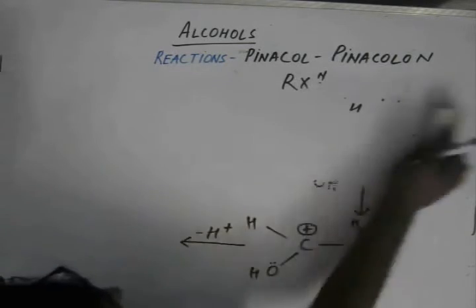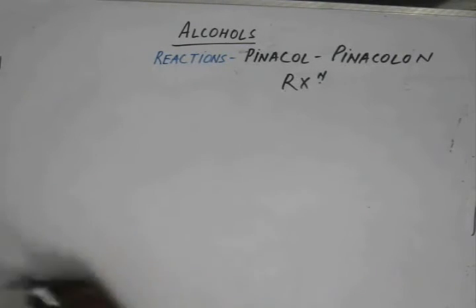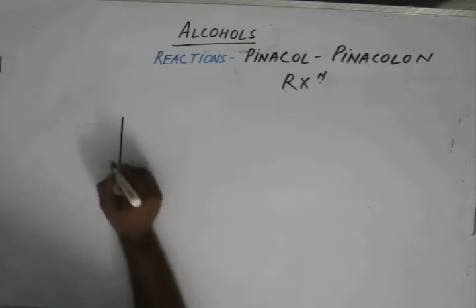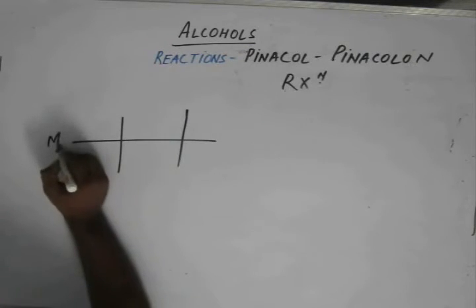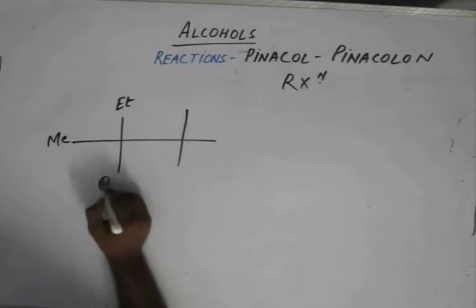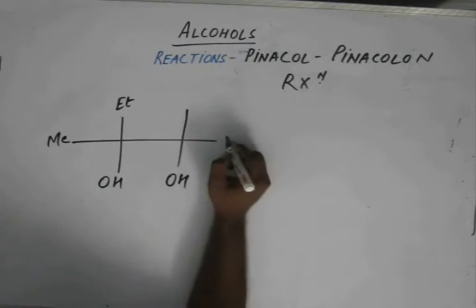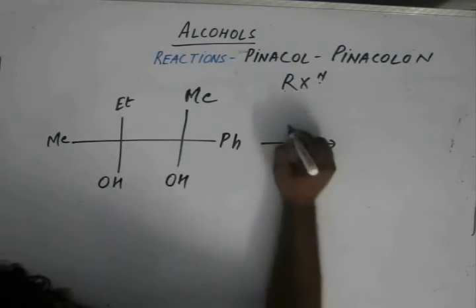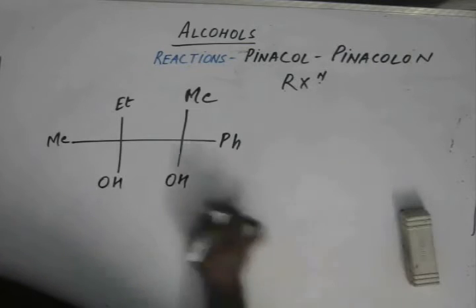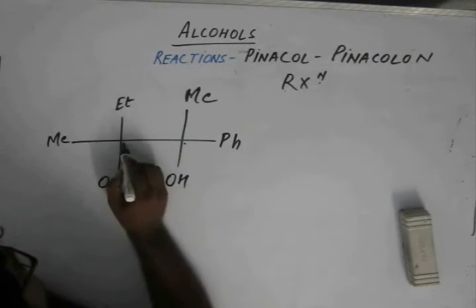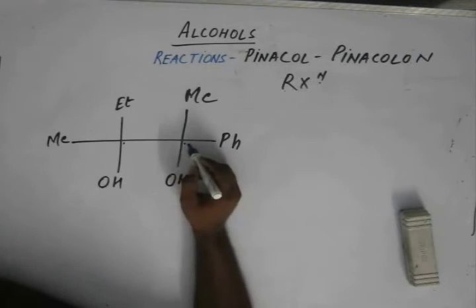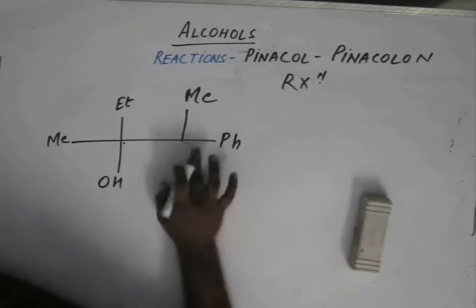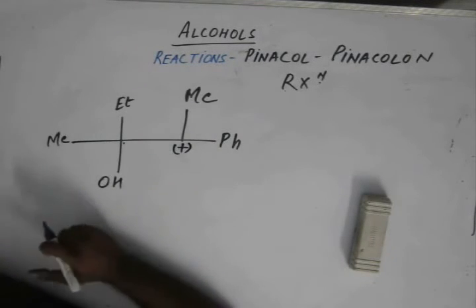So I'll take up one simple example. Let's take Me, Et, OH, Ph, Me. So we know that a more stable carbocation will be formed on this carbon rather than this carbon, because if we have a carbocation on this, it will be resonance stabilized. All right, so we have a carbocation like this.